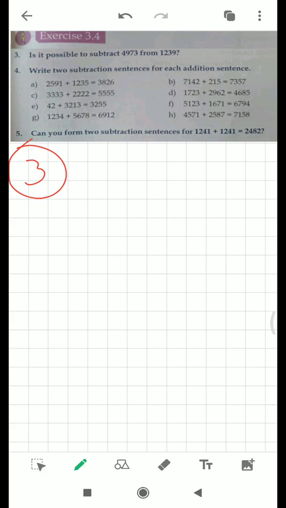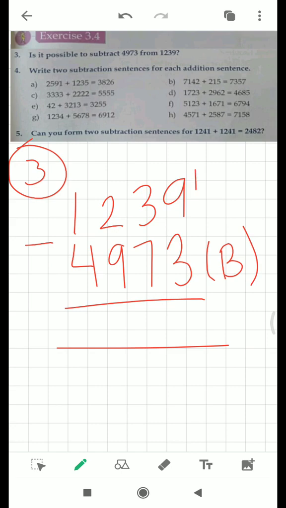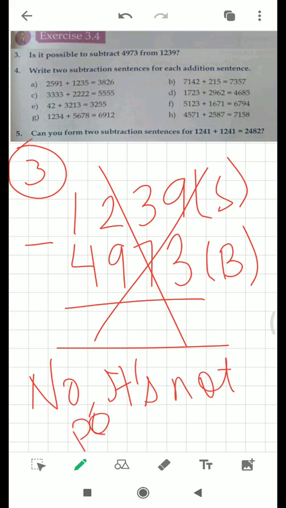So let's just write. What is being said in this statement is that 4,973 is to be subtracted from 1,239. Now you tell me, can this happen? Can we subtract a bigger number from this smaller number? No, that is not possible. So the answer to the third question is that no, it's not possible. Okay.